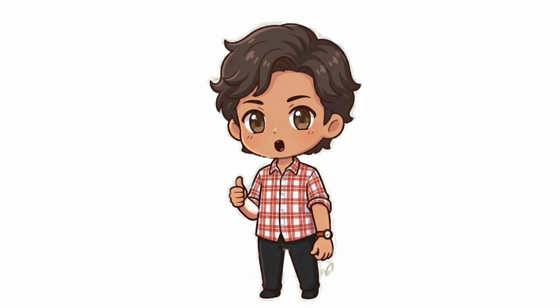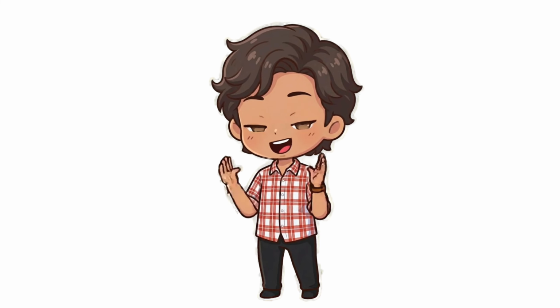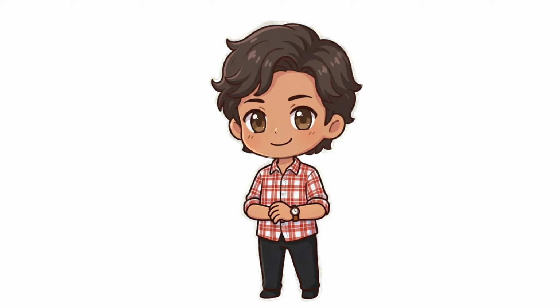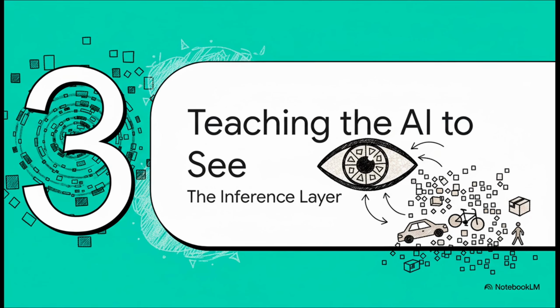Since Viswa gave the outline, let's understand the eyes of the project, a clear understanding of the inference layer. Let's get into it. Section 3, teaching the AI to see. We're going to start with the eyes of the whole operation, that inference layer. This is the AI model that has to learn to see objects in just a sea of pixels. And believe me, this is where the real magic starts to happen.